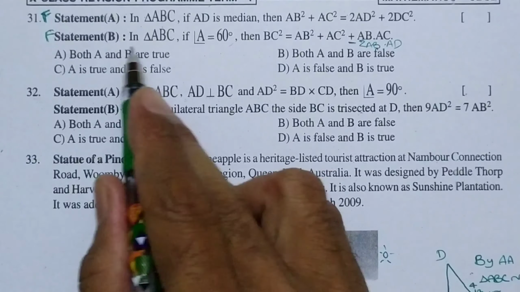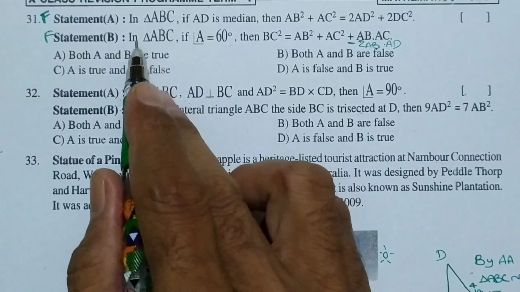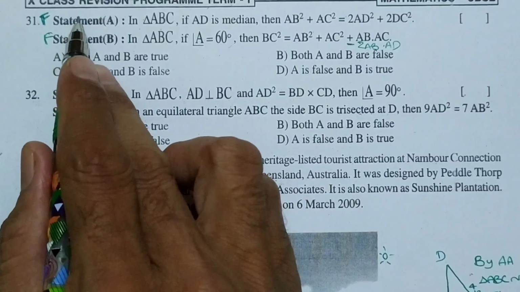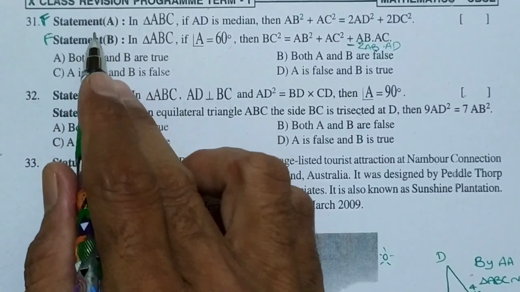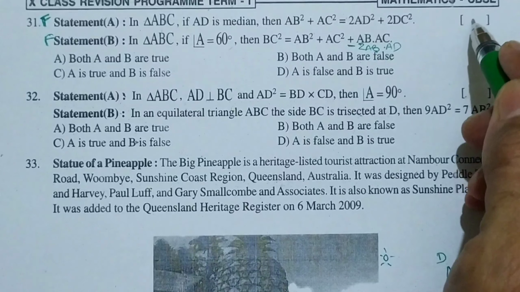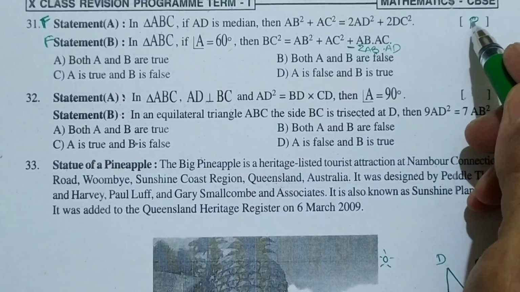Okay, just now we have seen the proof of the statement. So according to the proof we came to know that the given statement is also false. Here statement A and B both are false. So option B, you see both A and B are false, so option B is the right answer. Here actually it is given as capital B, that's why I am giving capital B only.